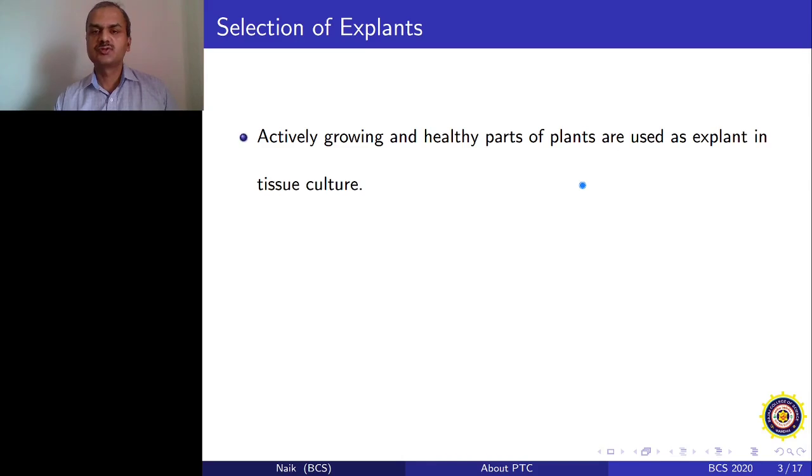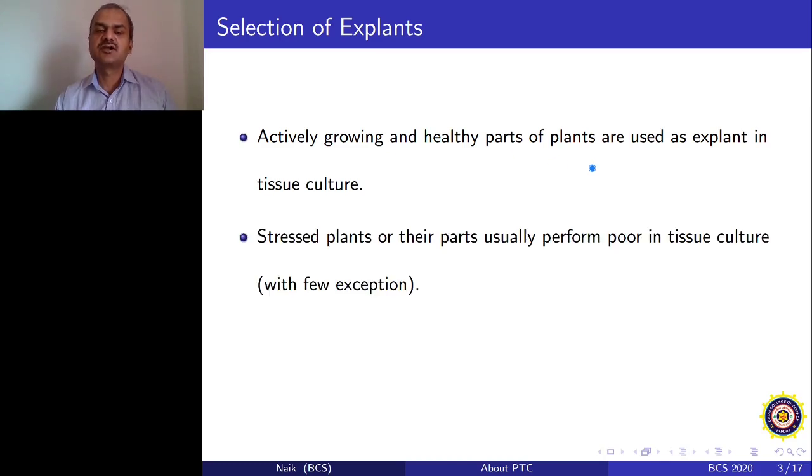You always have to make sure that you take actively growing or healthy parts of the plants, which should be used as an explant in tissue culture. If you use healthy parts of the plant, then you have higher chances of making that particular explant successful in developing a tissue culture protocol. If you take any explant from stress plants or a part which generally performs poorly, then it is going to perform very poorly in tissue culture. Of course, there are a few exceptions.